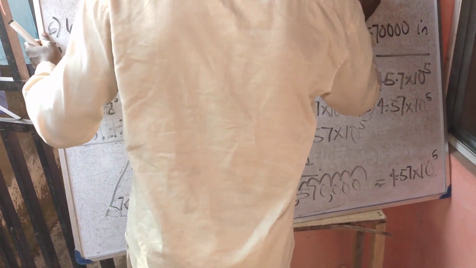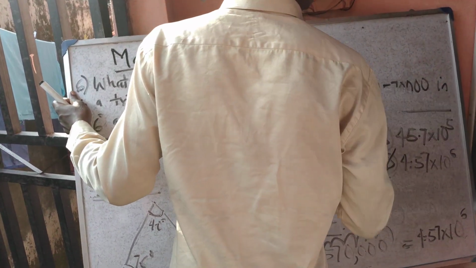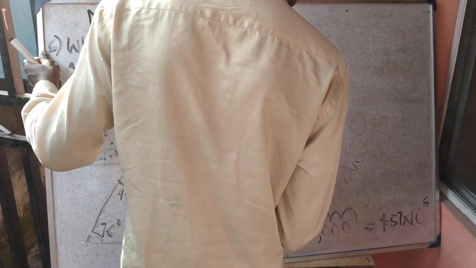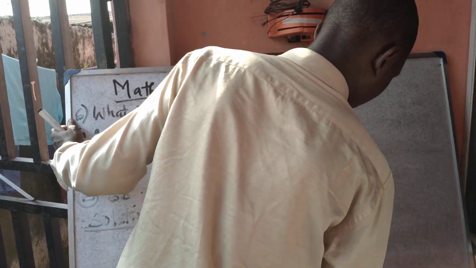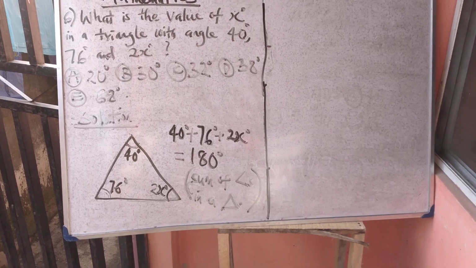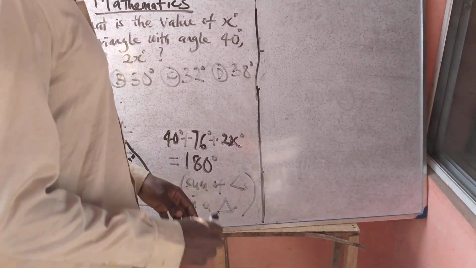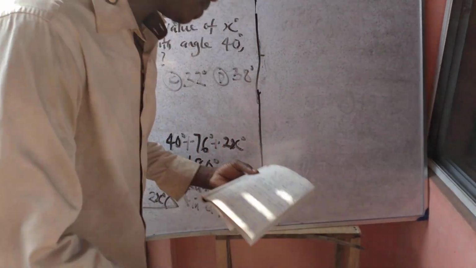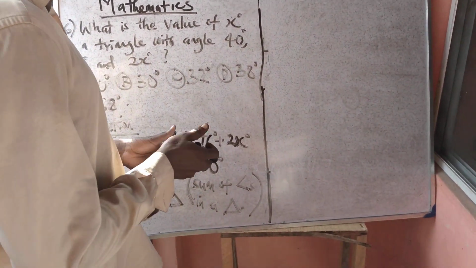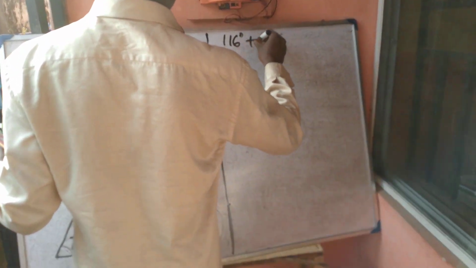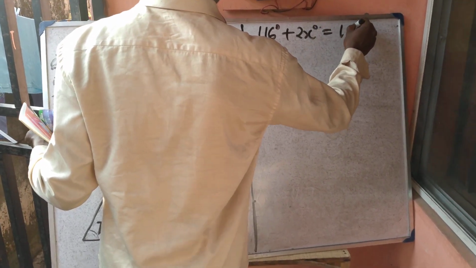Now our area of focus is to make x the subject of formula. So how do we make x the subject of formula there? You see that 40 plus 76 will give you 116. This is 116 degrees plus 2x is equal to 180.